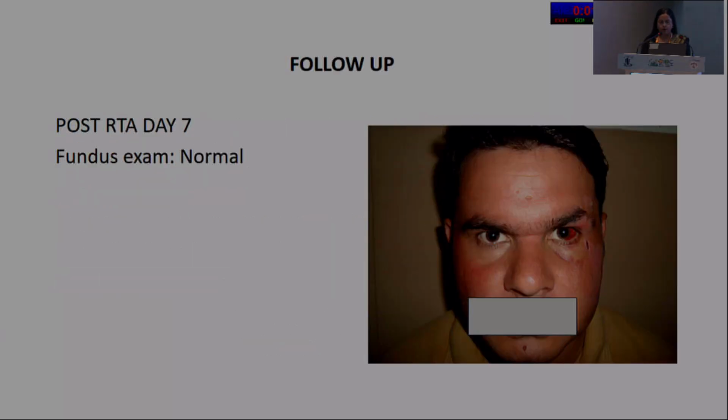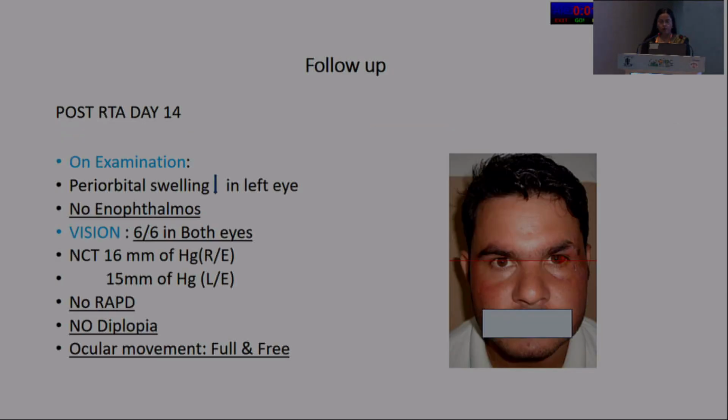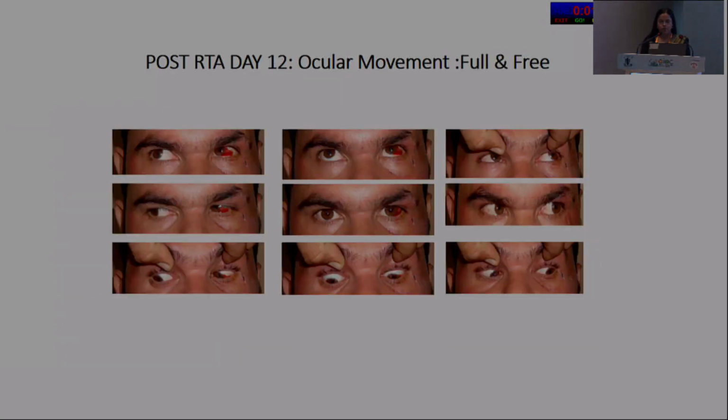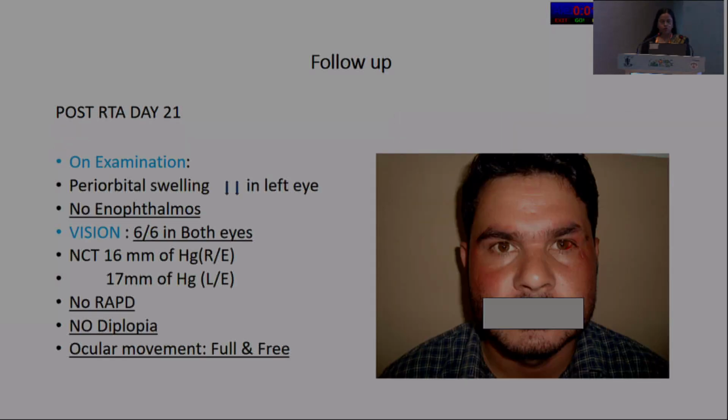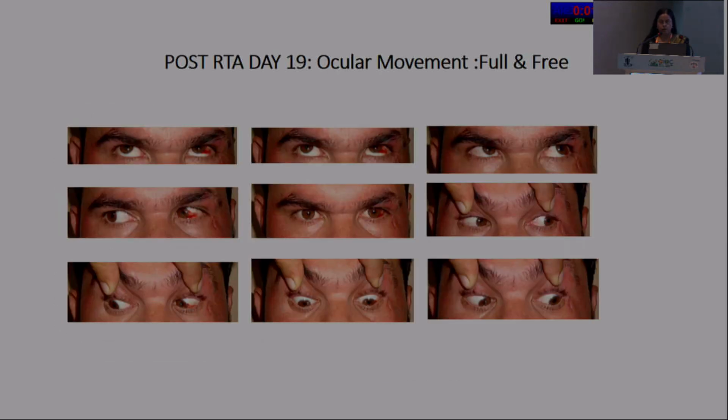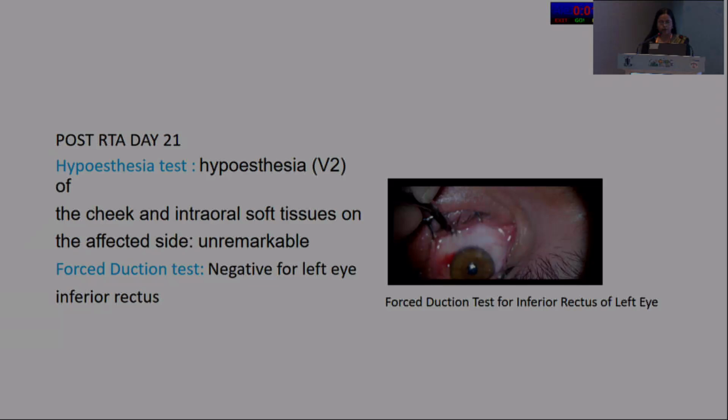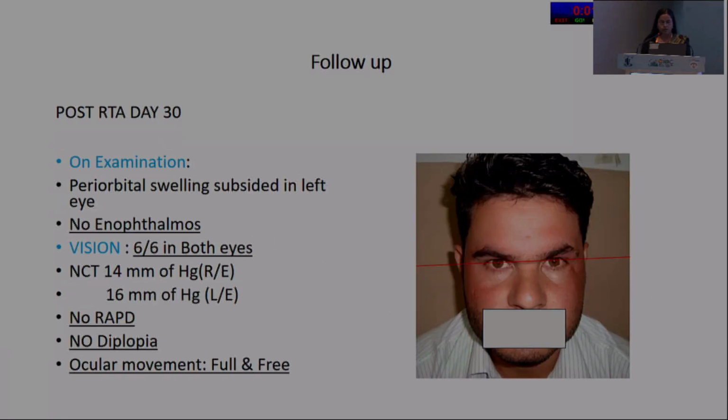The patient did come after 7 days for fundus examination, which was normal. When the patient came after 2 weeks, periorbital swelling had subsided, and enophthalmos was almost nil. This is the ocular movement post 2 weeks. Since the radiologist had said there can be inferior rectus impingement, we wanted to make sure whether we needed to intervene or just go for follow-up observation. We did a force reduction test for the inferior rectus of the left eye, which was negative. So the patient after 30 days was almost normal. This patient has been under our follow-up for the last 6 months and is normal.